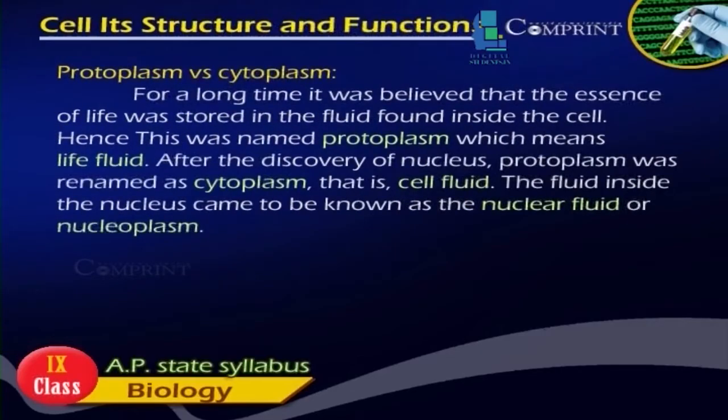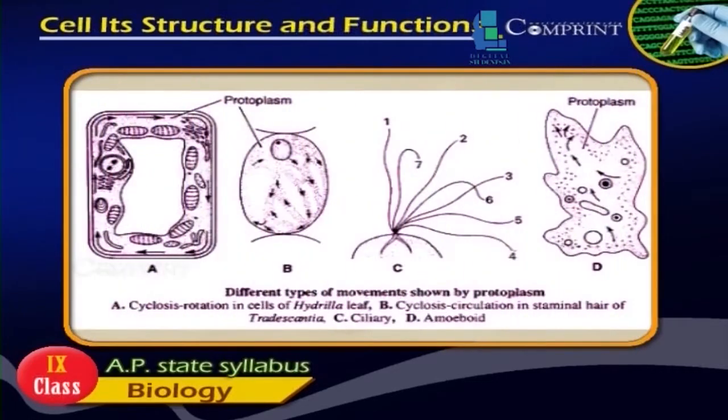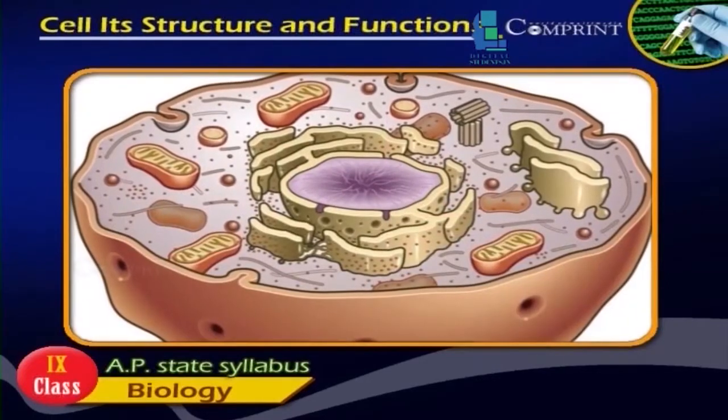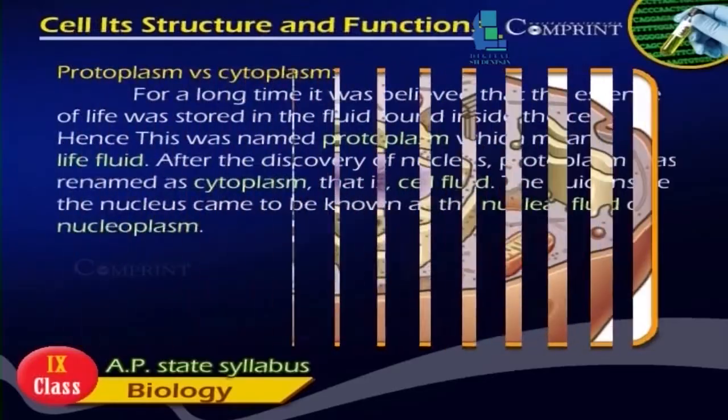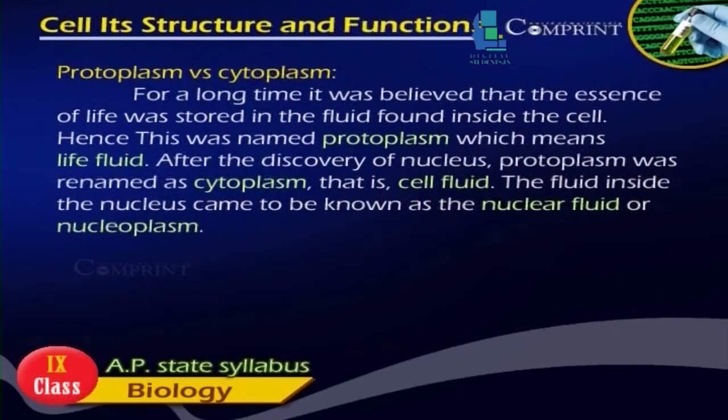Protoplasm versus cytoplasm. For a long time, it was believed that the essence of life was stored in the fluid found inside the cell. Hence, this was named protoplasm, which means life fluid. After the discovery of the nucleus, protoplasm was renamed as cytoplasm, that is, cell fluid. The fluid inside the nucleus came to be known as the nuclear fluid or nucleoplasm.